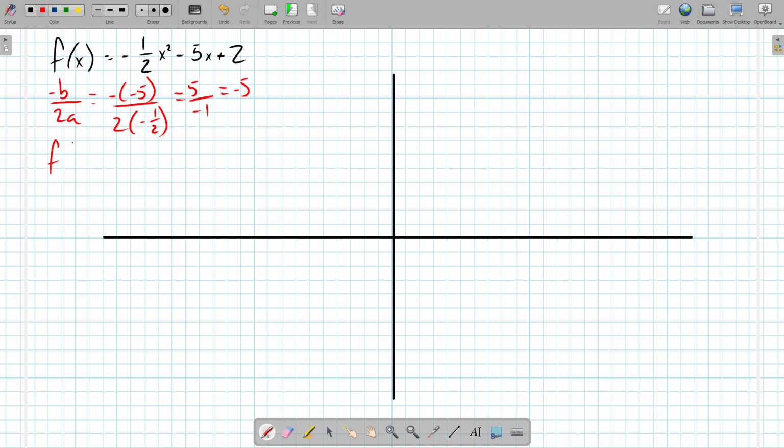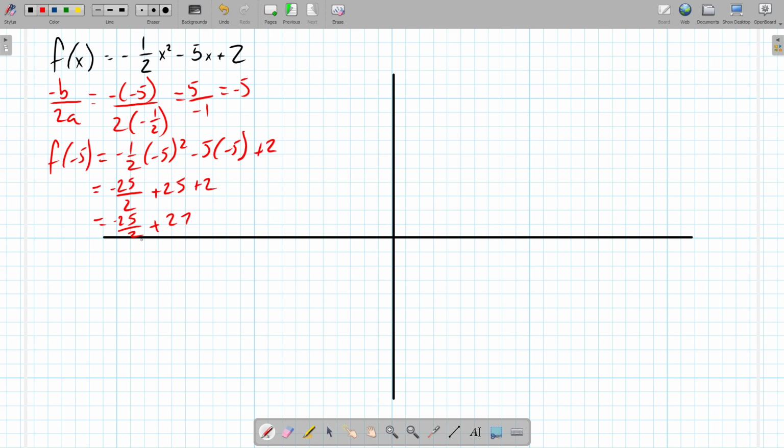If I plug this in for x, we have negative 1/2 times negative 5 squared minus 5 times negative 5 plus 2. Negative 5 squared is 25 times negative 1/2 will give us negative 25 over 2, minus negative 5 times negative 5 becomes plus 25, plus 2. So I have negative 25 over 2 plus 27.